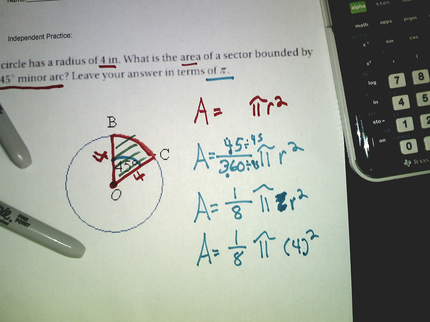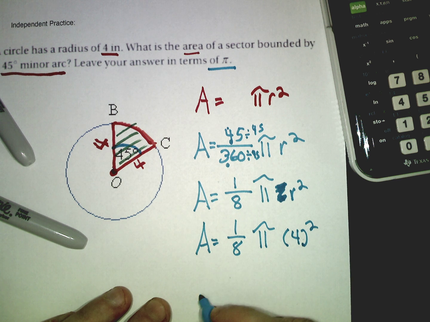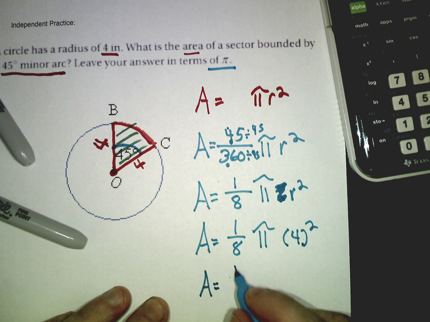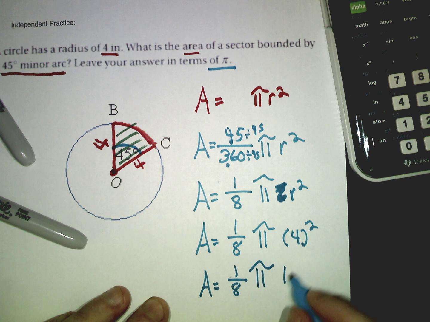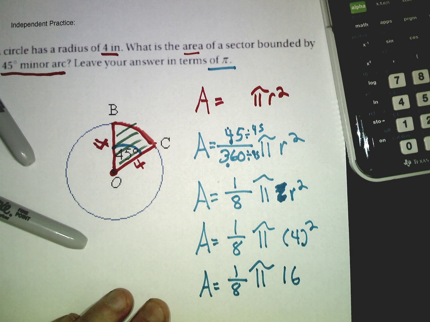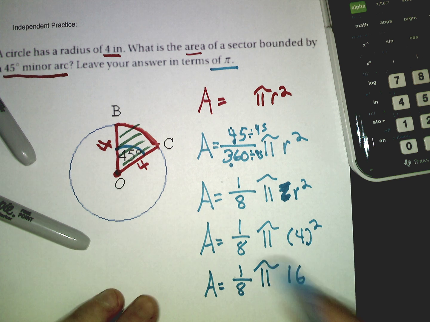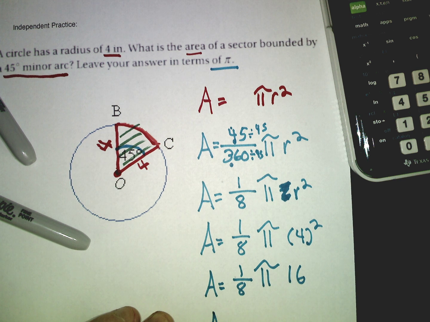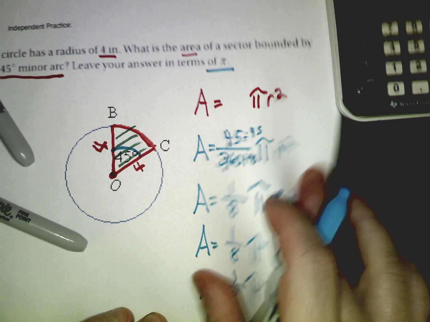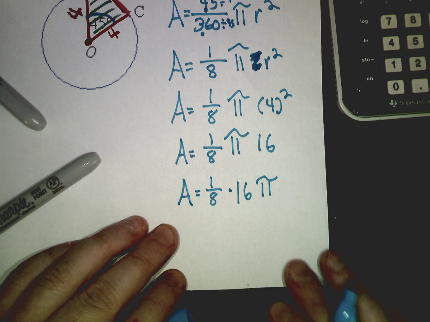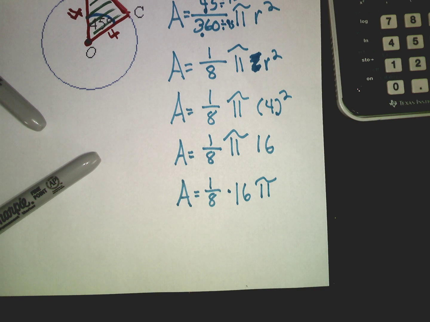Now, if you remember your perfect squares, 4 times 4 is 16. See how I'm doing this? I can do this in my head. So now I'm going to rearrange things. I do 1/8 times 16 pi, because I don't want to work with the pi. The pi is meaningless to me.